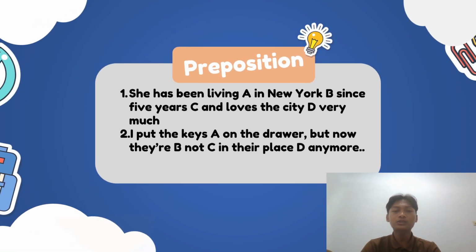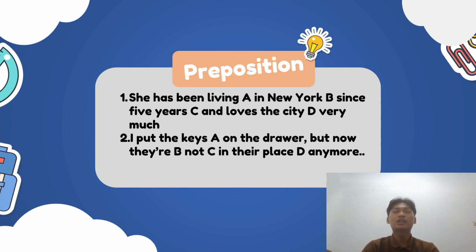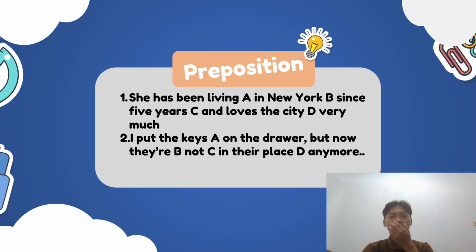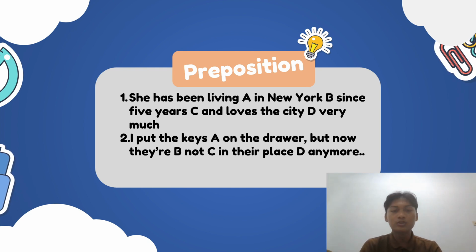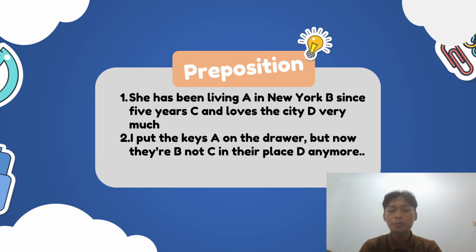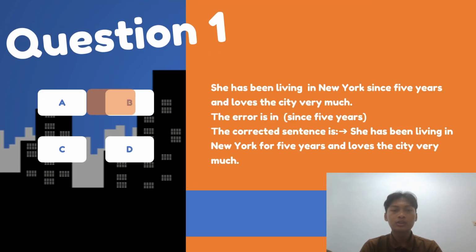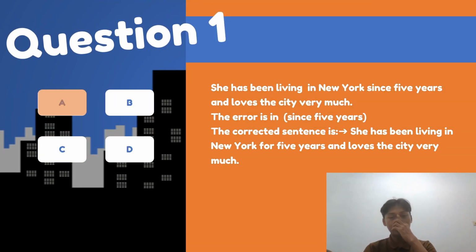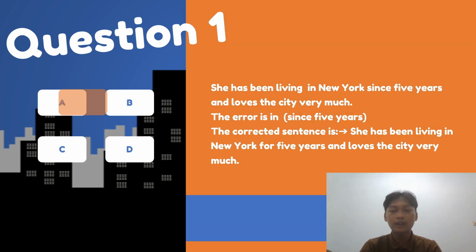Next, preposition number 1. She has been living in New York since 5 years and loves the city very much. Number 2. I put the key on the drawer, but now they are not in their place anymore. Next, question number 1. She has been living in New York since 5 years and loves the city very much.